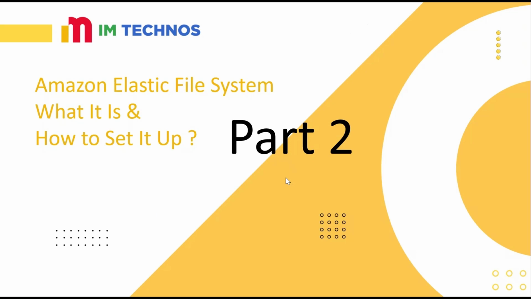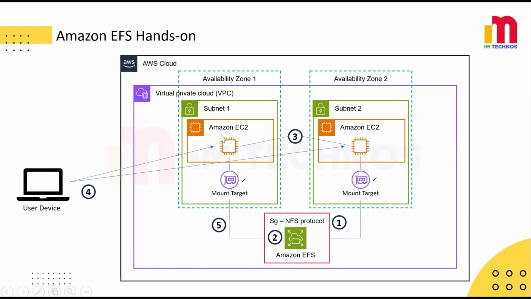In part 1, we introduced Amazon EFS, covered its key features, and created a file system with mount targets and security settings. In part 2, we will launch two EC2 instances in two different availability zones, connect to them, mount the EFS, verify the sharing across instances, and cover common troubleshooting steps and cleanup.